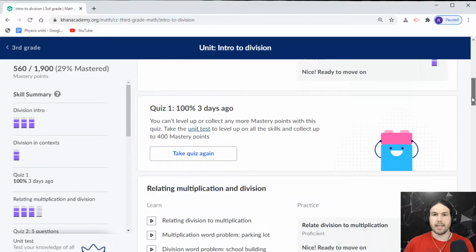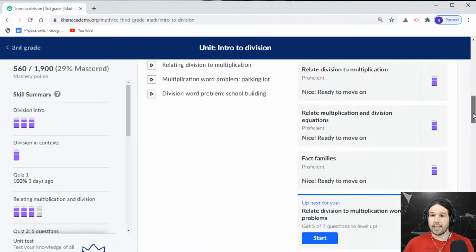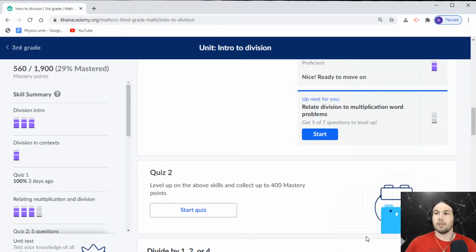We did division in context. We related division and multiplication. So let's do some word problems. Up next, we have relate division to multiplication word problems.